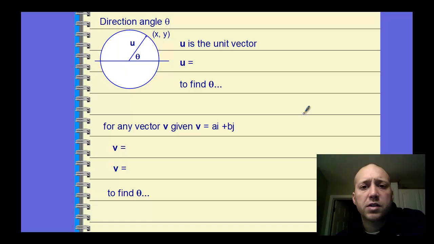Precalc Chapter 6, Section 3, Part B notes. So this is kind of where we left off, looking at vectors, component form, linear combination form, and now we're looking at the direction of the vector, direction angle.